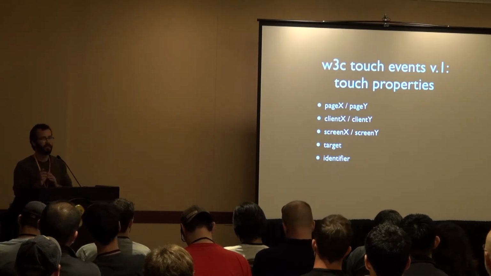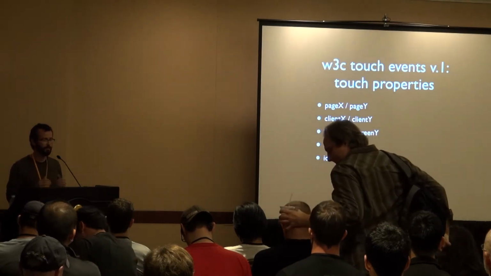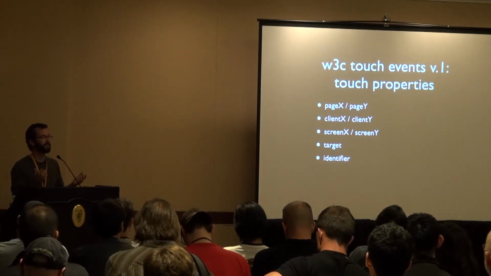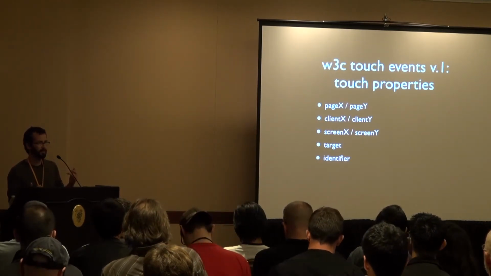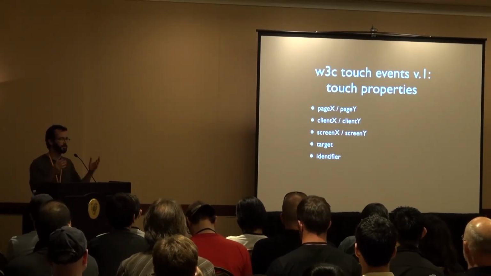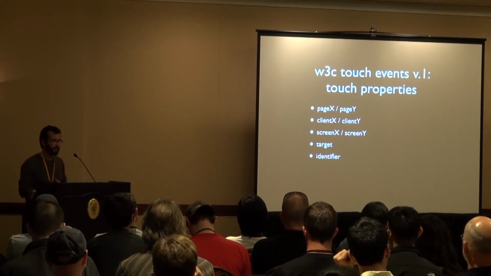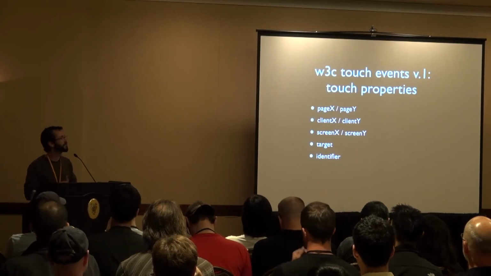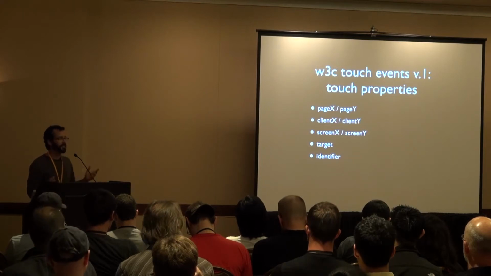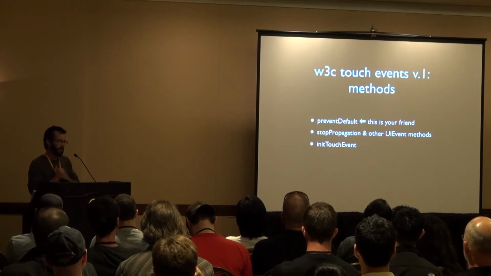Each touch inside that array also has some properties that are extremely useful, and these are your basic coordinates. Page X and client X are essentially the same unless you've scrolled. At that point they become different. And screen X is less useful because it includes all the chrome around the screen. The target is the element that the event is firing on, and the identifier is a unique identifier in case you need to keep track. Page X is what I'm usually using almost all the time.